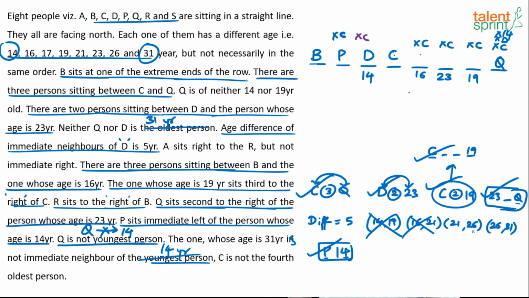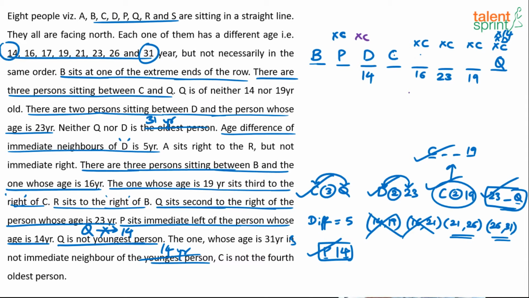Can they take 21, 26? Possible. Can they take 26, 31? That also is possible. Both are possible. So I think 2 possibilities are ruled out. Only 2 are available now: 21, 26 or 26, 31 for the neighbors of D, which are P and C. Okay, so I think one reading is done. We have got B, P, D, C and Q on the arrangement. Let's try to do the other thing now.